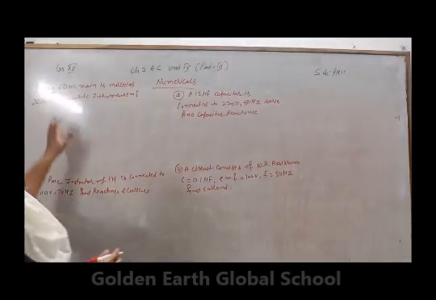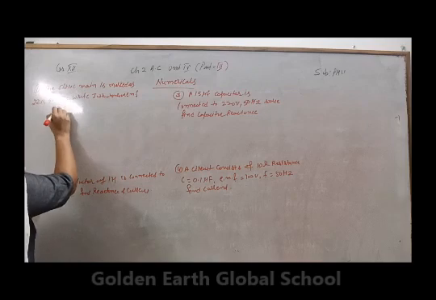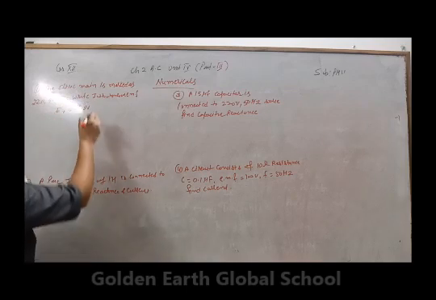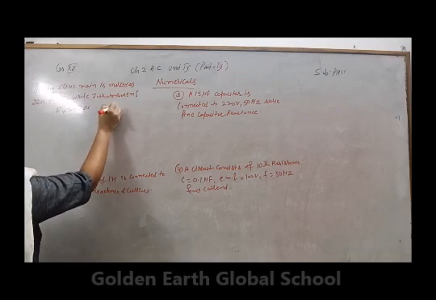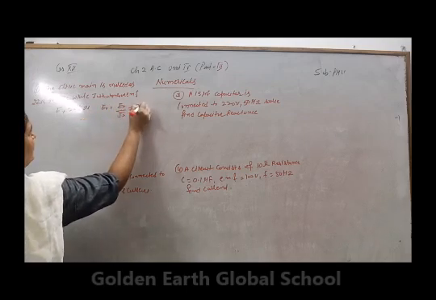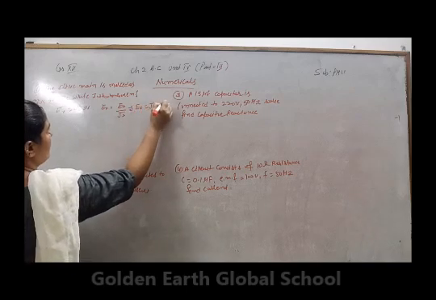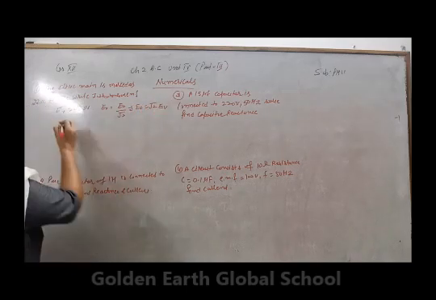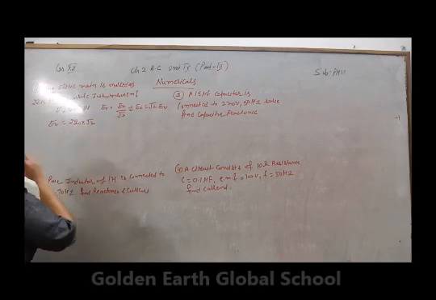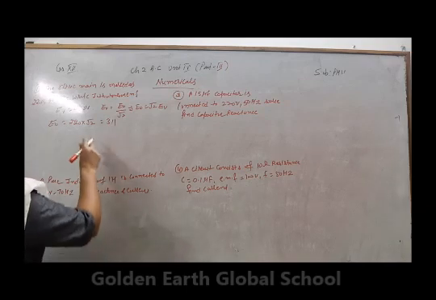Now in this case we have given Ev, the virtual value, that is 220 volt. We have to calculate E naught. Ev will be equal to E naught upon under root 2. From here E naught is equal to under root 2 times Ev. So E naught is equal to 220 volt into under root 2, that will be 311 point something.